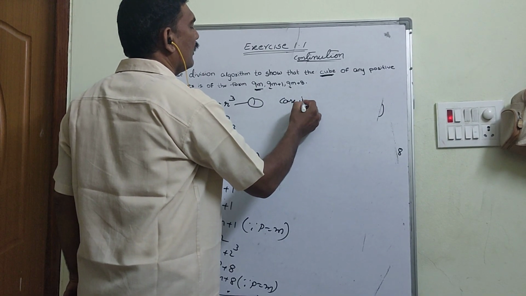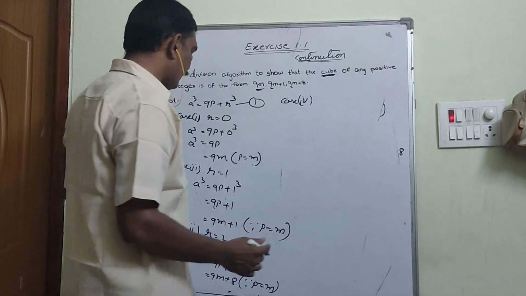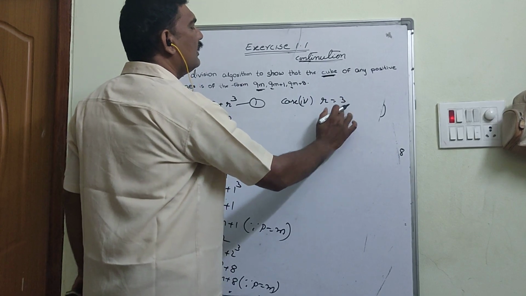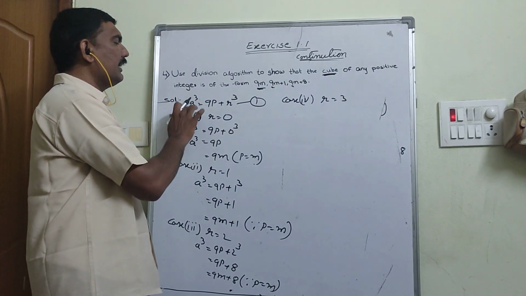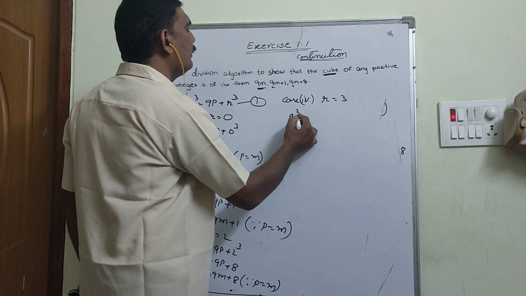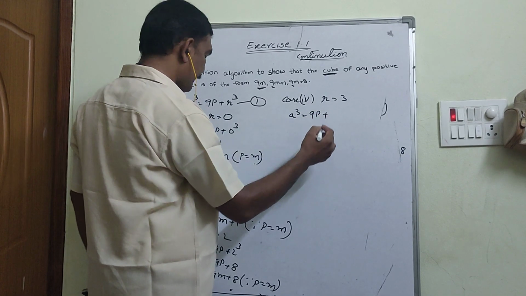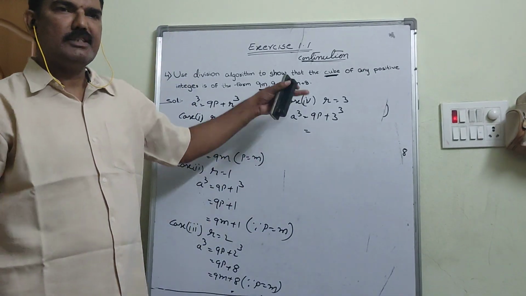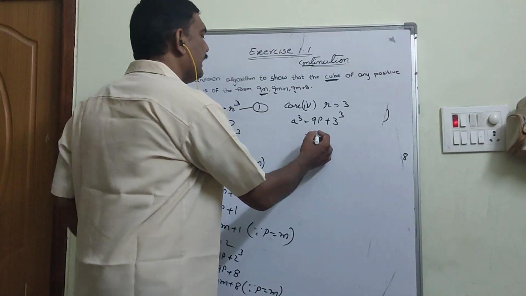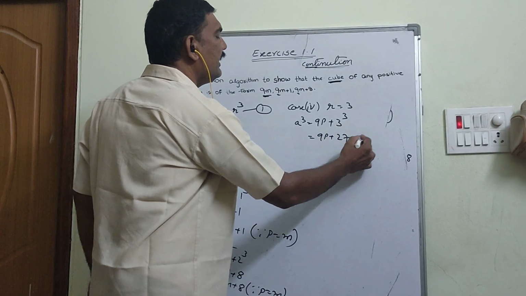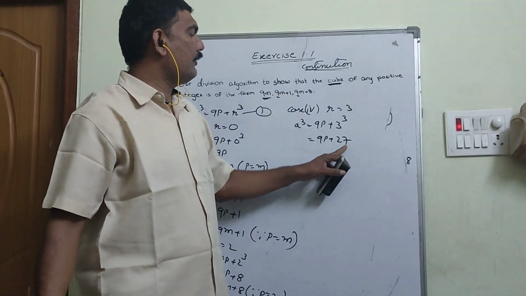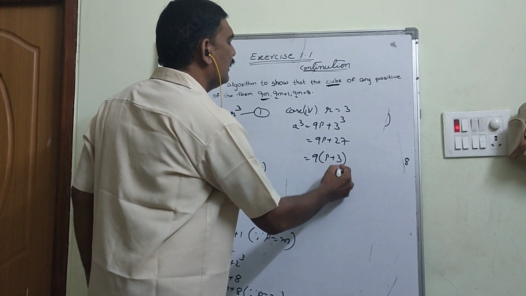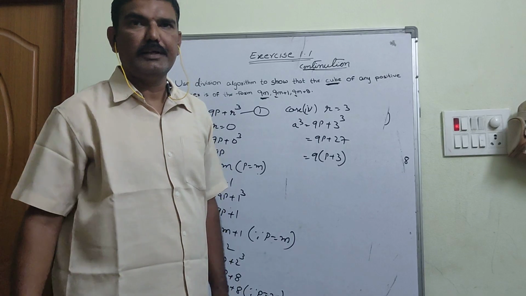Case 4. If you take case 4, r is equal to how much you have to take? R is equal to 3. In where you have to substitute? In equation number 1. A cube is equals to 9p plus r cube. 3 cube means 3 into 3 into 3. How much you will get? 9p plus 27. As 9 and 27 will go in 9 table, you can take 9 as common. So 9 into p plus 3 you are getting.